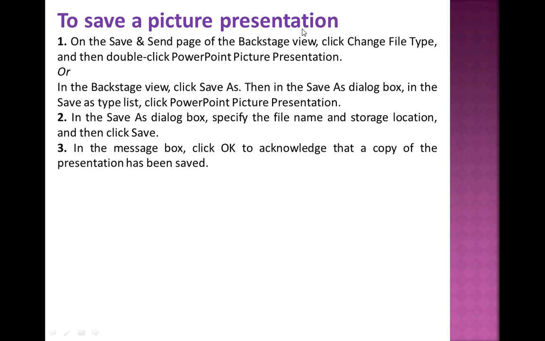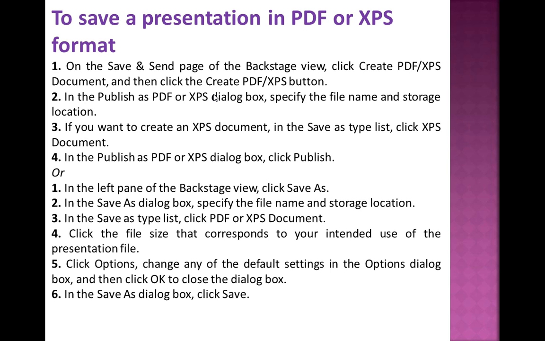Next, how to save a picture presentation. Same steps: go to the Save and Send page of the backstage view, click on Change File Type and double click on PowerPoint Picture Presentation, or click on Save As, change the file type, and press the OK button. Then the file type will automatically change.